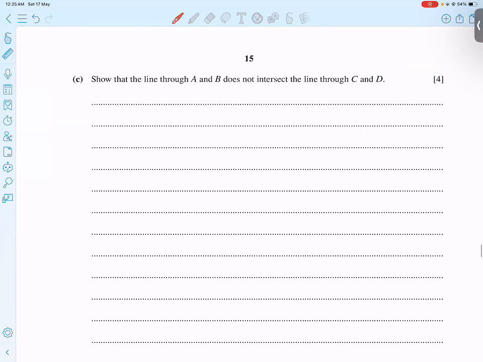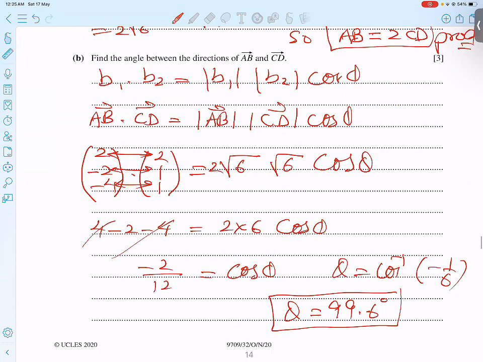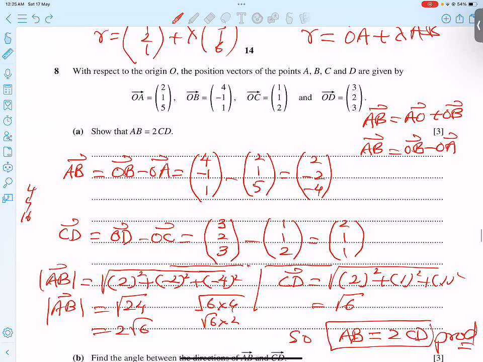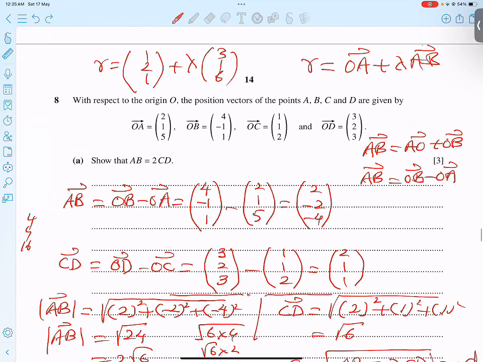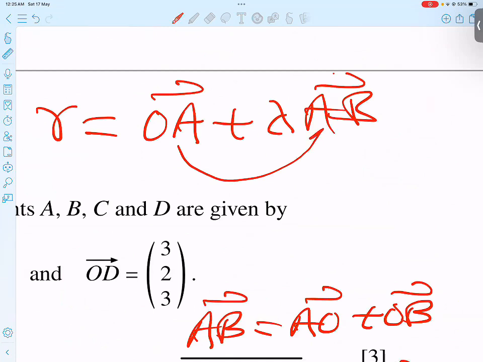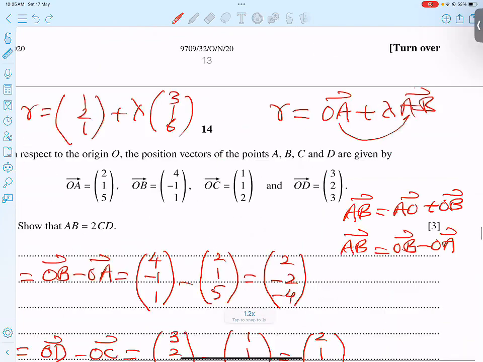Show that the line through AB does not intersect the line through CD. Now, student, 4-mark question. What I said before on top, now I'll use this one. So let's try to do it because I have AB, and make sure one critical point. If this is OA, then this must start from A, so this point is always common. So if this is OB, then I must need BA, not AB. So I hope the concept is clear.